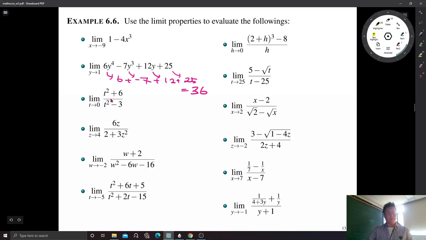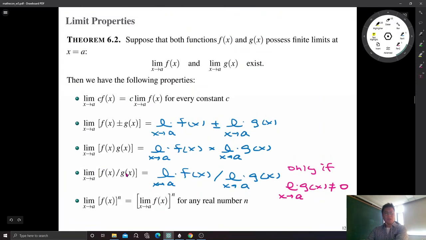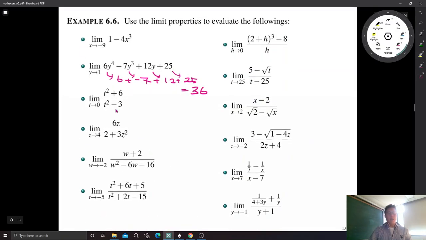All right, and for this one, now we have two functions of t, and we divide one function by the other. So t squared plus 6, as t approaches 0, the limit exists. That is number 6. And t squared minus 3, the limit of this function as t approaches 0, also exists. So by the fourth row, the limit of a division is going to be the division of the limits. So that's going to be negative 2.